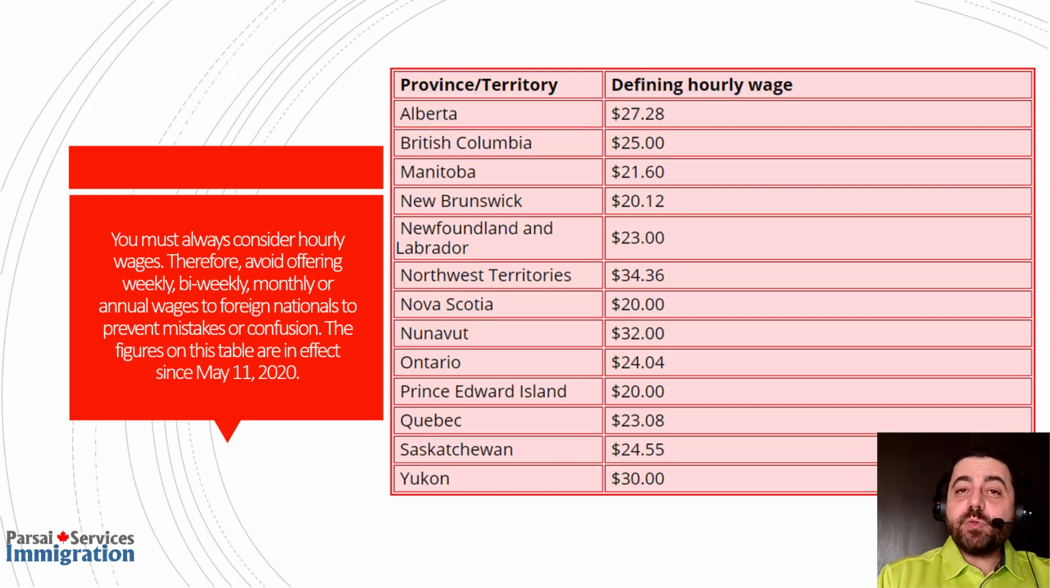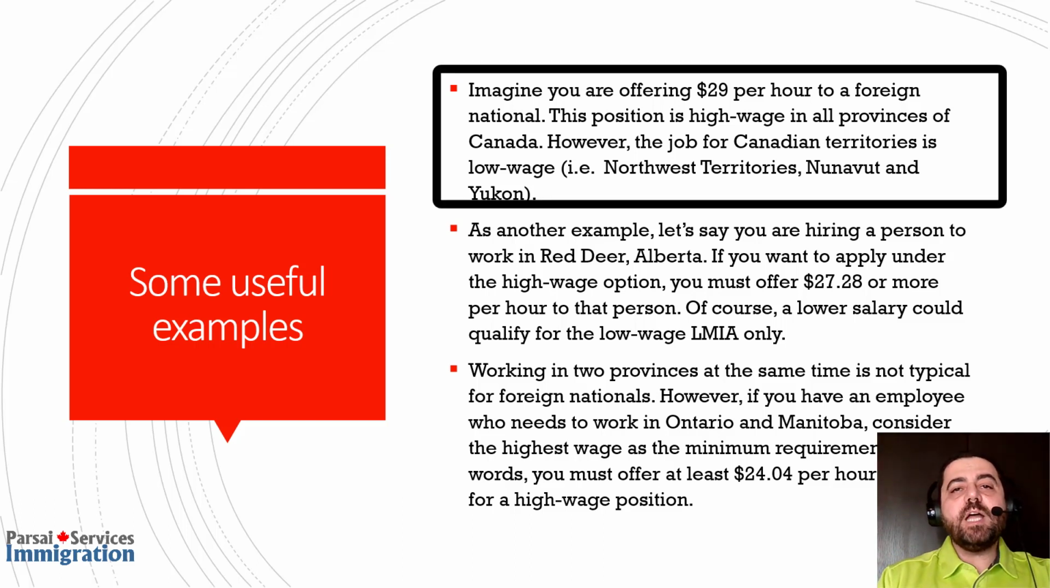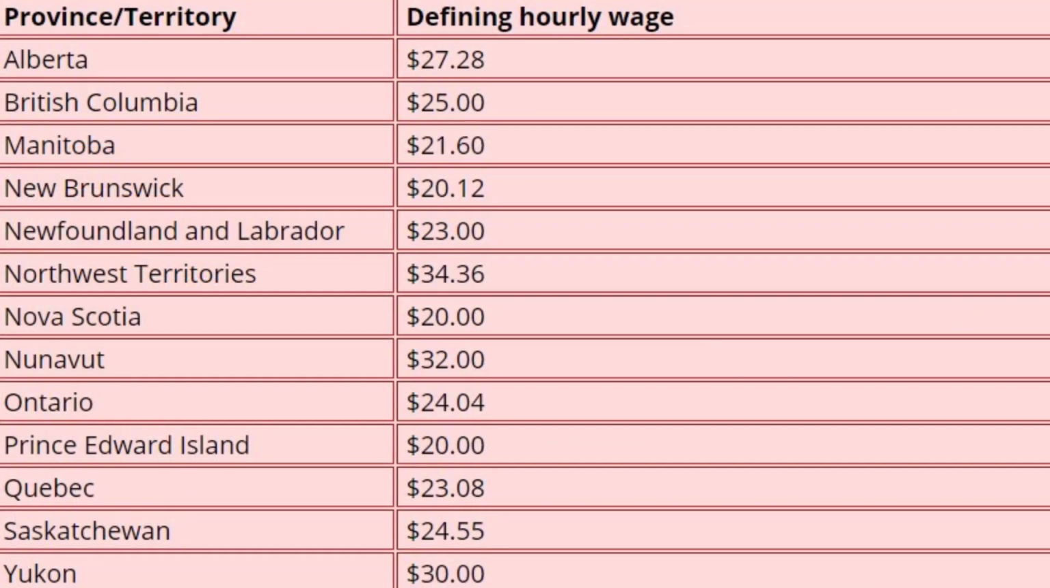Don't come to any conclusions. We still need to talk about wages before we complete this discussion. But let me give you an example, or actually three examples. The first one, imagine you are offering $29 per hour to a foreign national. This position is high wage in all provinces of Canada. In other words, there is no province in Canada whose median wage is more than $29.